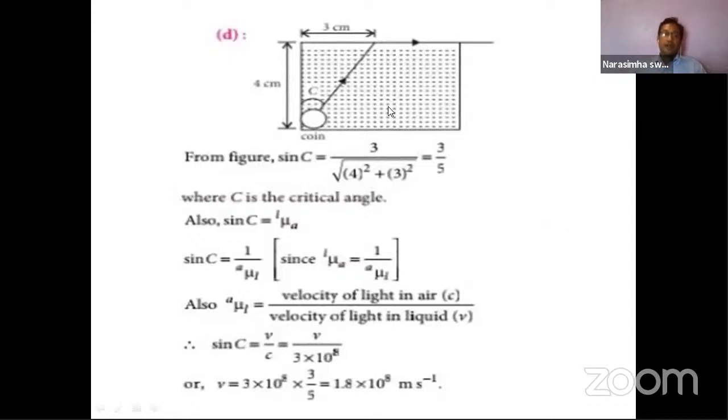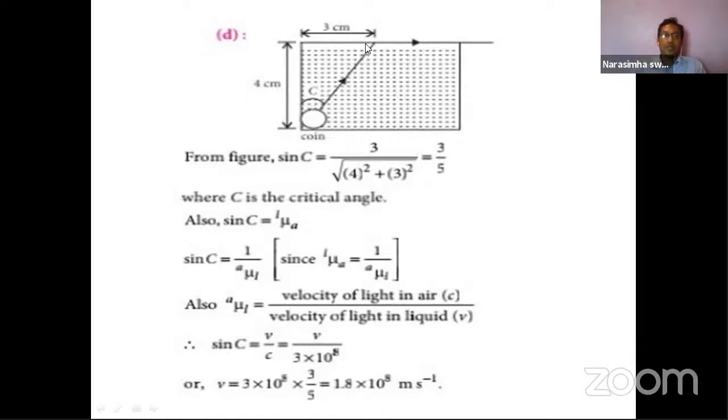Now from the figure, sin C is equal to, we don't know any dimensions over here, even we don't know any angle over here. The only information we understood is, when the light ray is incident at the interface, it is neither reflecting into the same medium nor entering into the other medium. It is moving along the interface. Means what? This angle of incidence is the critical angle.